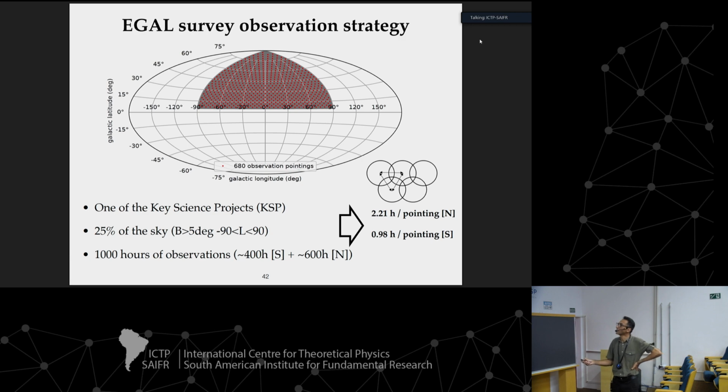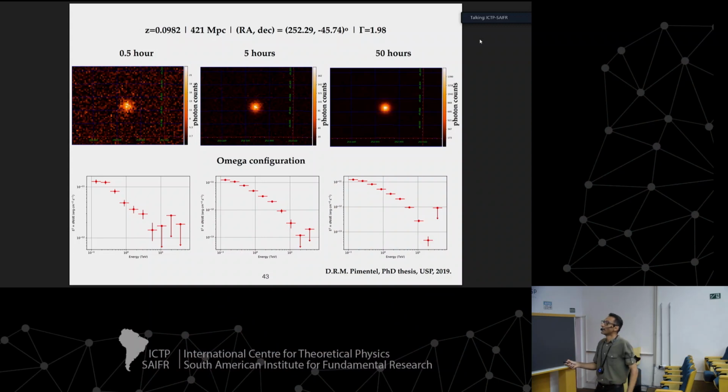So if you do the math, you will see that if you do a very uniform scan in this region, observing the same time at each point, so the survey has to be uniform, you will get around 2.21 hours per pointing in the north and 0.98 hours per pointing in the south. And from one observation to the other, that's the typical field of view of one observation, you have a superposition between the two observations, and even 3, 4 superpositions. That is important because it means that one source will be observed more than once during this scan. So why is time important?